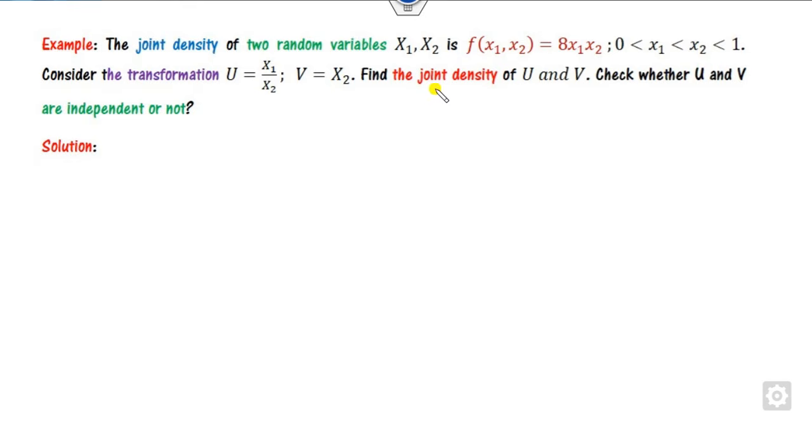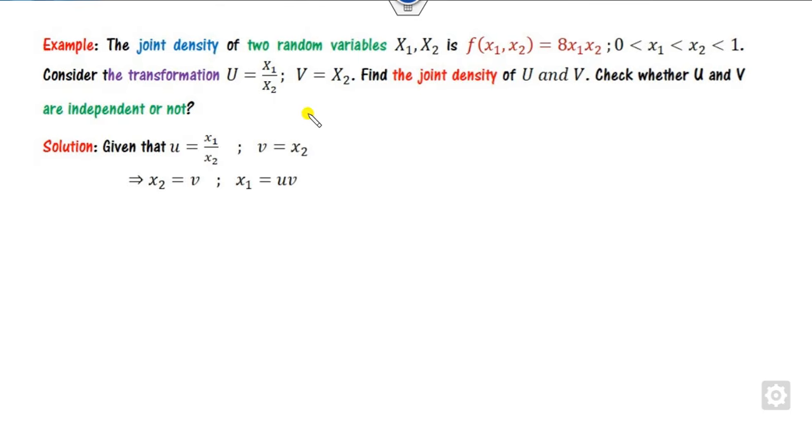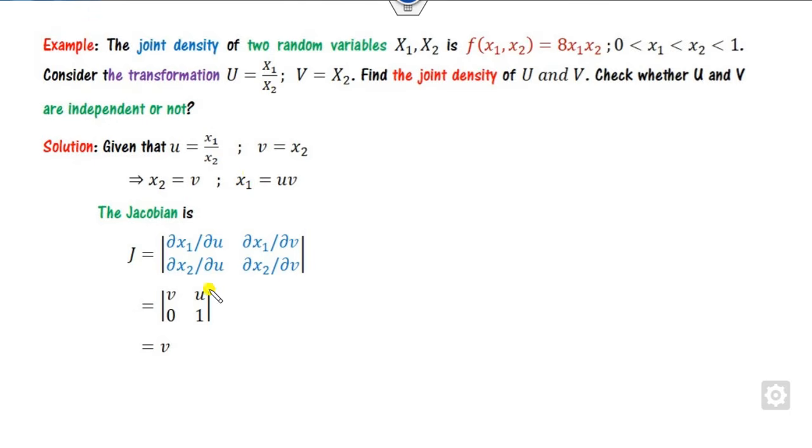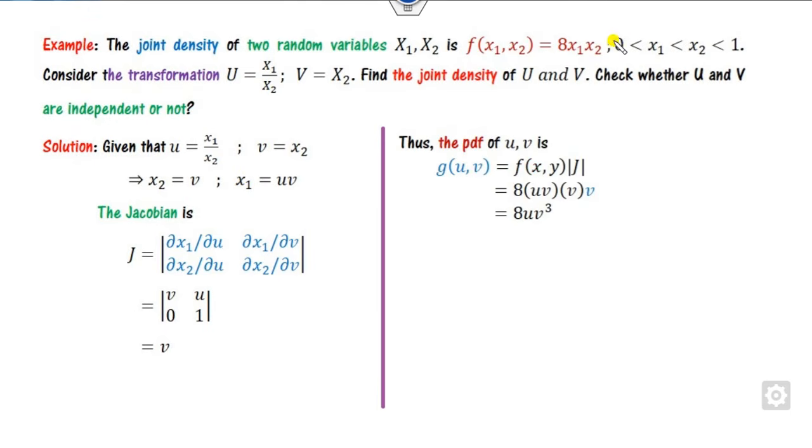Look at another one. Again you have to find the joint density function and check again whether they are independent or not. You are given u and v. You can find the value of x1 and x2 easily. Find the Jacobian of this, that is nothing but my v. And then you can substitute this value here. What is the value of x1? It is my uv. This is my x1. This is x2. This is the Jacobian here.